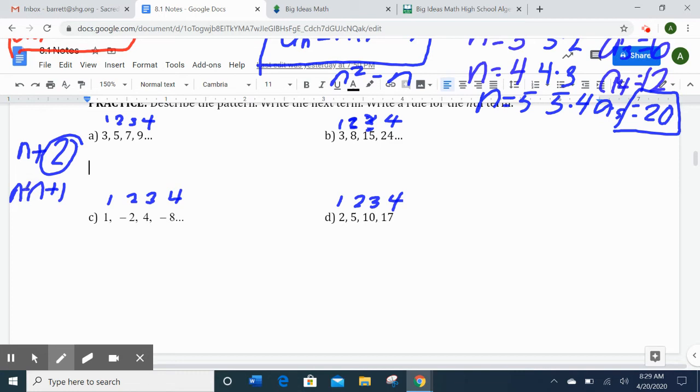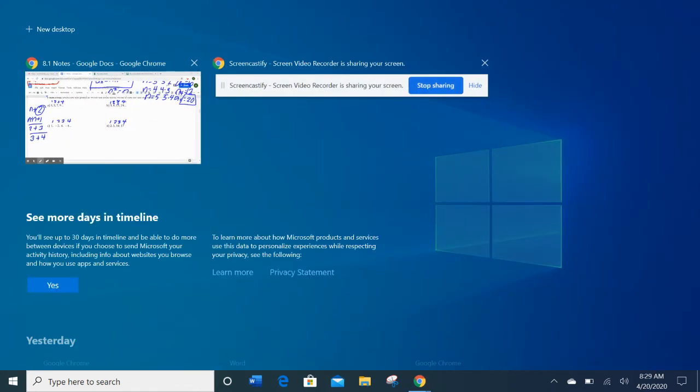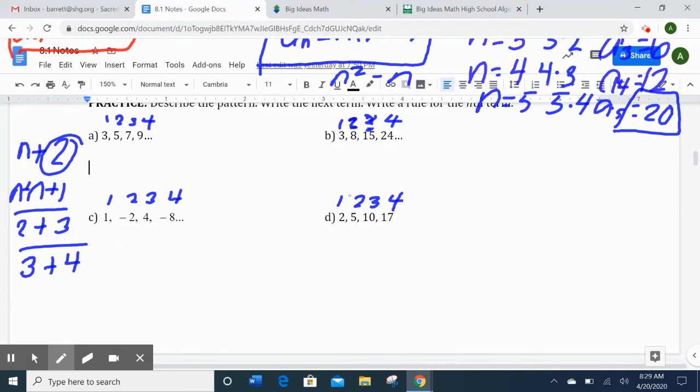So then 5, does that work? 5 is 2 plus the next number, which is 3. So that worked. What is 7? 3 plus the next number is 4, so 7. And then 9, 4 plus the next number is 5, so that works. So I take the term number and I add n plus 1. So I take n and I add n plus 1.